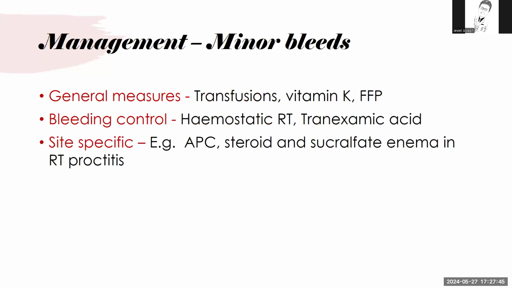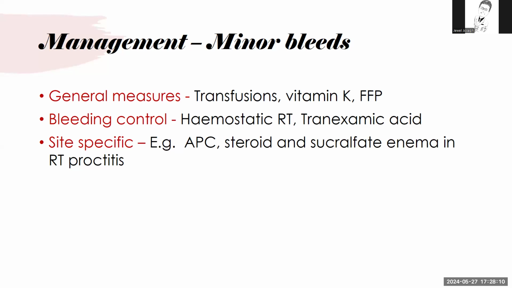Minor bleeding is basically a situation like a subacute airway obstruction rather than an acute one. Minor is a small bleed where we have some time to manage the symptoms. So general measures like transfusions, vitamin K, FFP as indicated can be given. Bleeding control can be done by hemostatic RT or medications like tranexamic acid. That is the first thing that we usually give. Hemostatic RT again can be a very useful tool if we have enough time to initiate it.